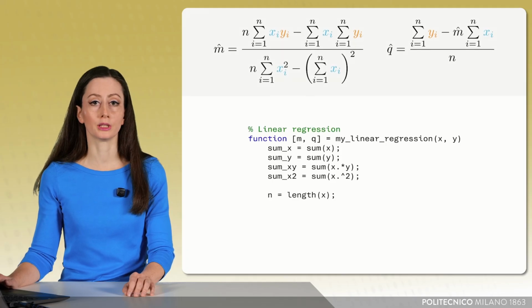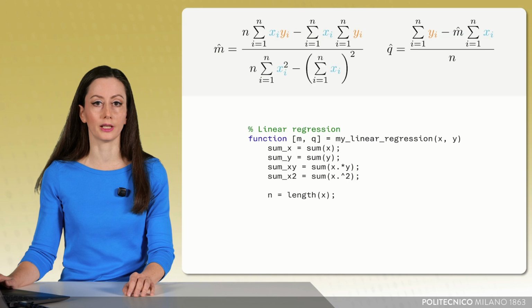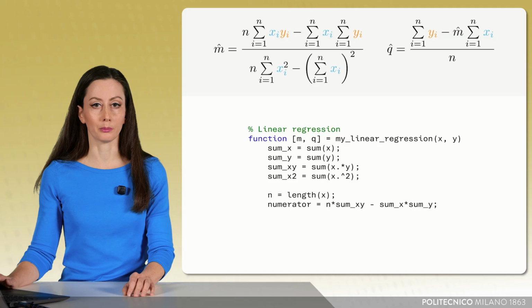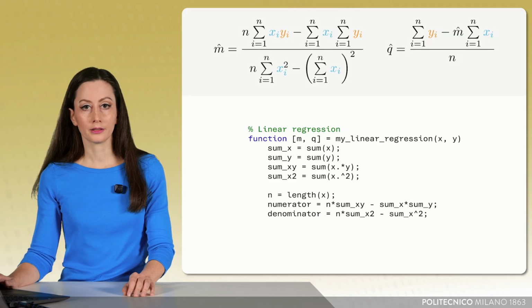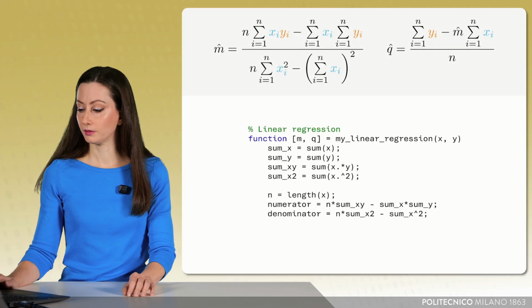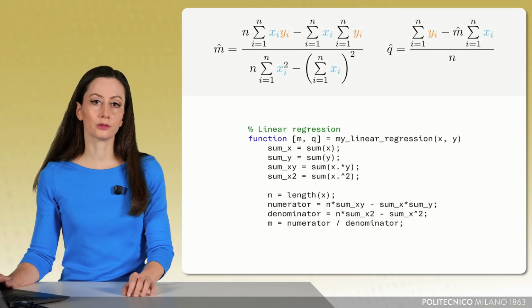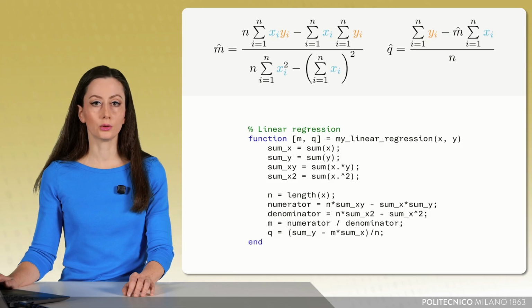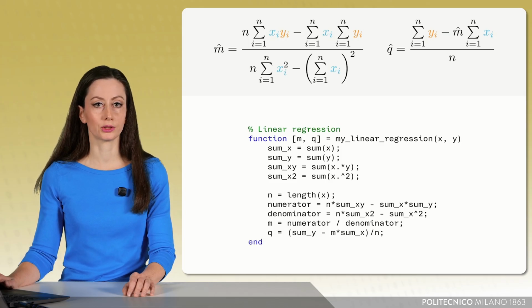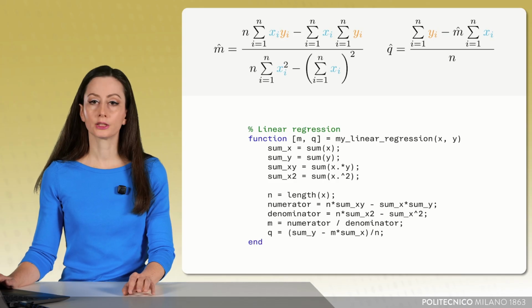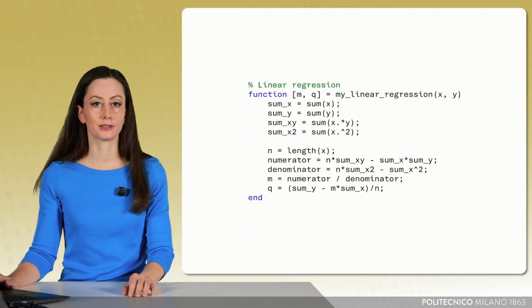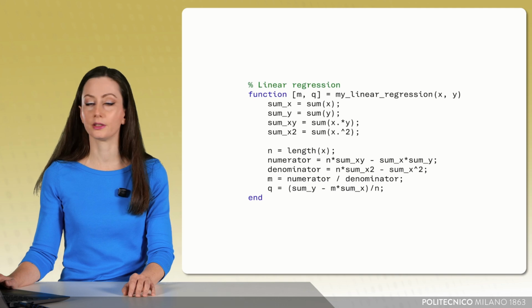First, we compute the number of points, which is the length of x, and then the numerator of the expression of m. Then the denominator, and then we divide numerator by denominator to obtain the value of m. And finally, we calculate q using the value of m that we just determined. And this completes the computation of the regression coefficients. Great, so we have completed all the necessary steps for the implementation of linear regression.